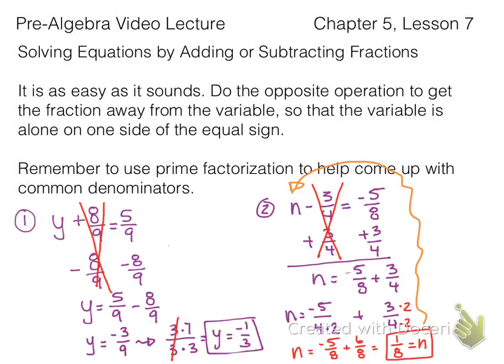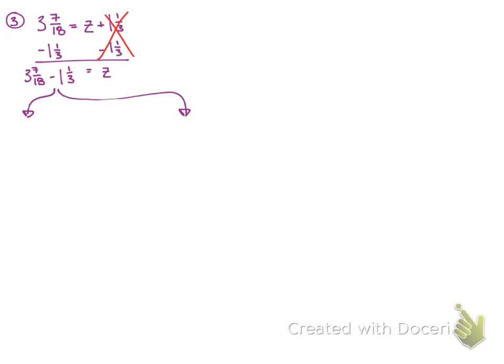Okay. Next up, we have 3 and 7/18 equals z plus 1 and 1/3. Since these are mixed numbers, there's two ways we can do it. But first, we're still going to just get the variable by itself, which is to subtract 1 and 1/3 on both sides. So we're left with 3 and 7/18 minus 1 and 1/3 equals z.